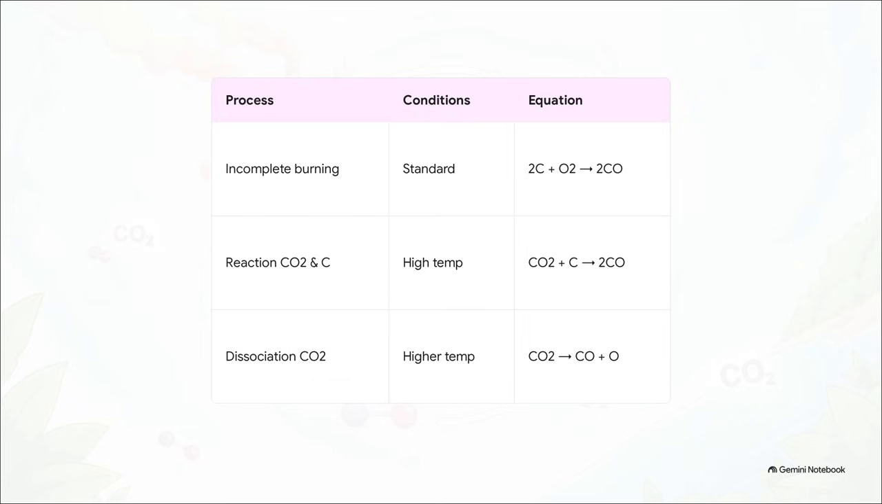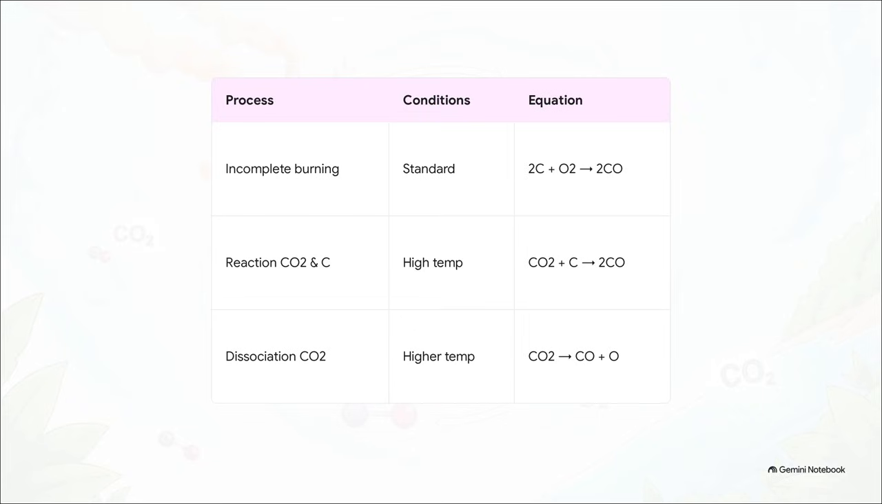As you can see in the equation, 2 moles of carbon react with just 1 mole of O2 gas. Because there isn't enough oxygen to fully oxidize that carbon into stable carbon dioxide, the reaction essentially stalls out halfway. It leaves us with 2 moles of carbon monoxide. Now, rows 2 and 3 show what happens in extreme industrial environments, like inside a massive blast furnace.